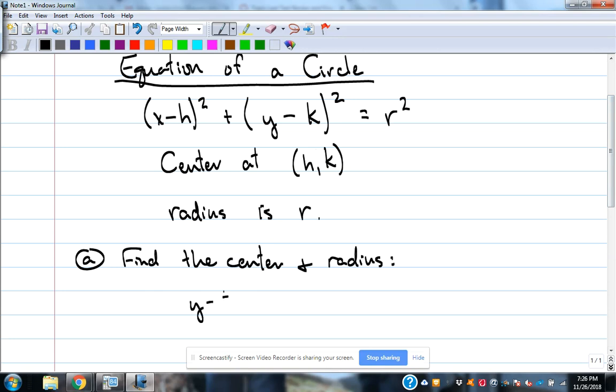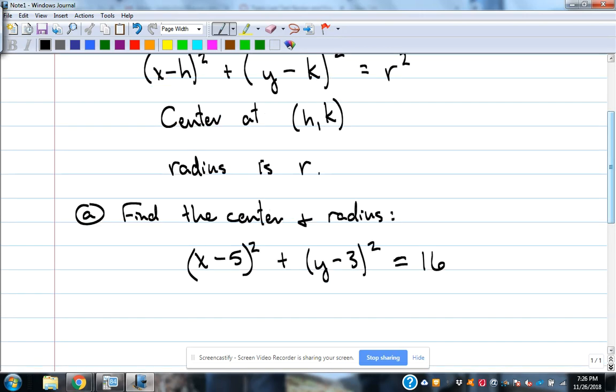This one, x minus 5 squared plus y minus 3 squared is equal to 16. Okay. And they generally put one of these on the final. Really easy. It's a give me if you know that stuff. Okay. So the center is going to be at (5, 3).